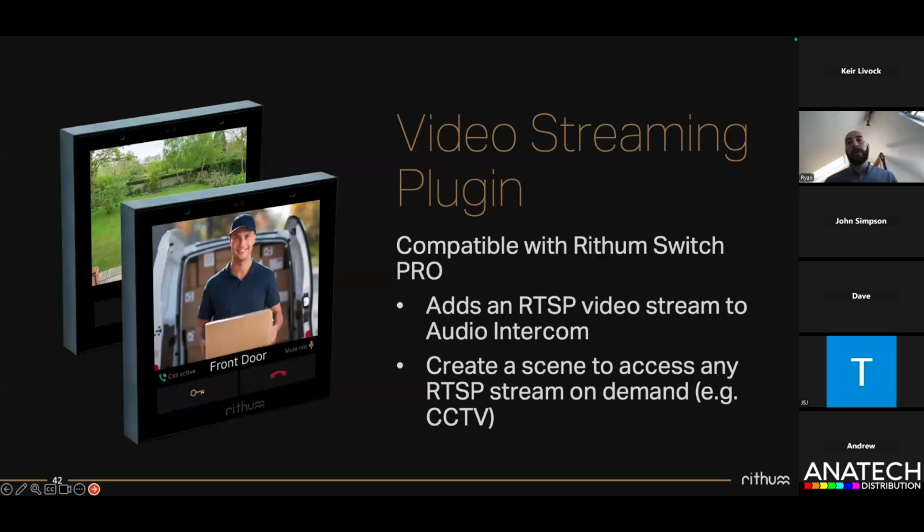So then on top of the audio intercom, there's the video streaming plugin. The video streaming plugin is a paid plugin that is compatible with Rhythm Switch Pro. And this adds an RTSP video stream to the audio intercom screen. So it allows you to assign any RTSP stream to that intercom call. Now that RTSP stream could come from the panel if it has a camera built in, or if you have a nearby CCTV camera you want to use, then it could just come from that. So again, that's really nice and flexible as to what you can point it at.